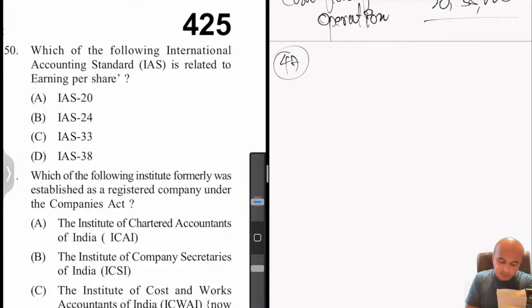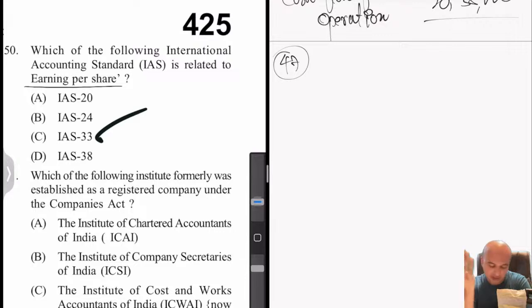Earnings per share standard. Which is the earnings per share standard in international accounting standards? So the answer is very simple, IAS 13. This standard in fact provides guidance on the calculation as well as on the presentation of earnings per share for entities that have publicly traded shares or maybe potential equity instruments.